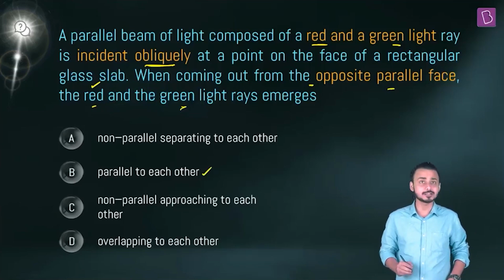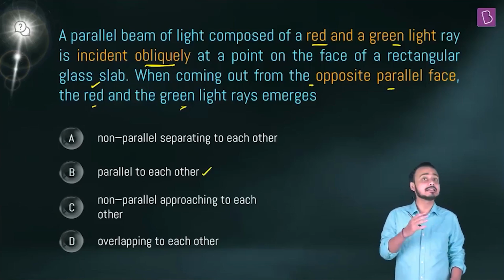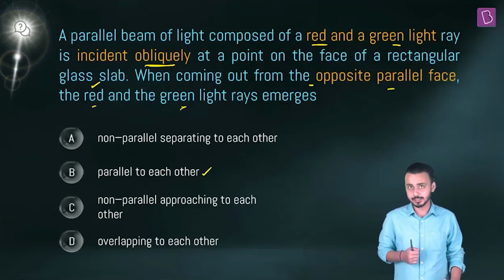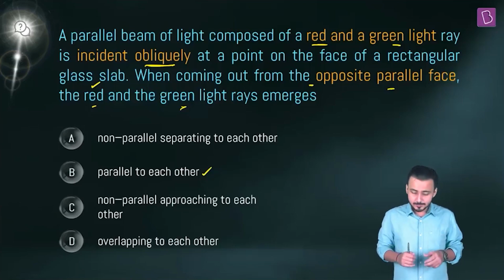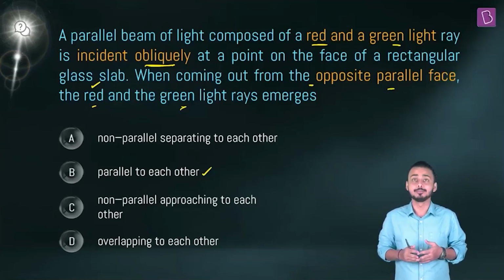They are being parallel to each other. These statements are regarding the emergent rays, right? While the information regarding the incident rays is given to you, one more thing is given to you, that they are being incident on a parallel rectangular slab, right? Rectangular slab, where the faces are parallel.